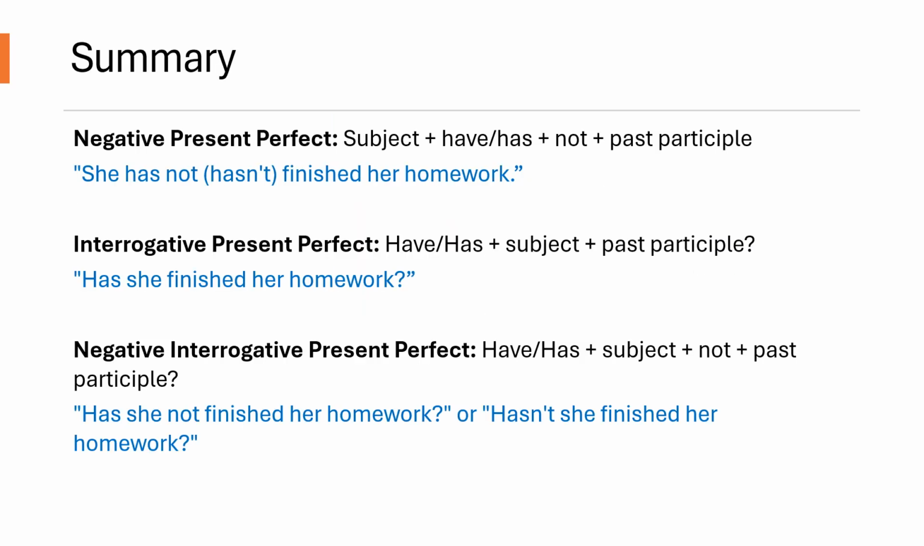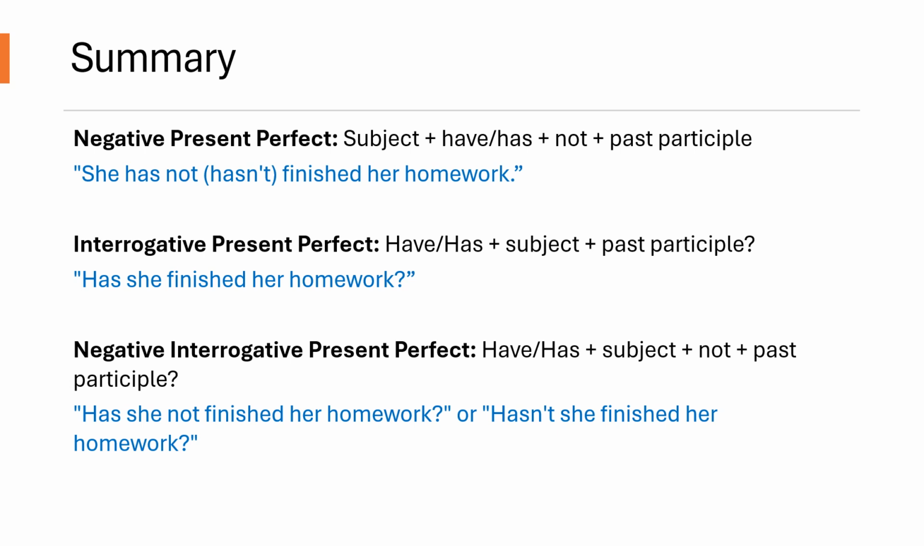Summary of this lecture. Negative present perfect: subject plus have or has plus not plus past participle. For example, she has not finished her homework. Interrogative present perfect: have or has plus subject plus past participle. Has she finished her homework?